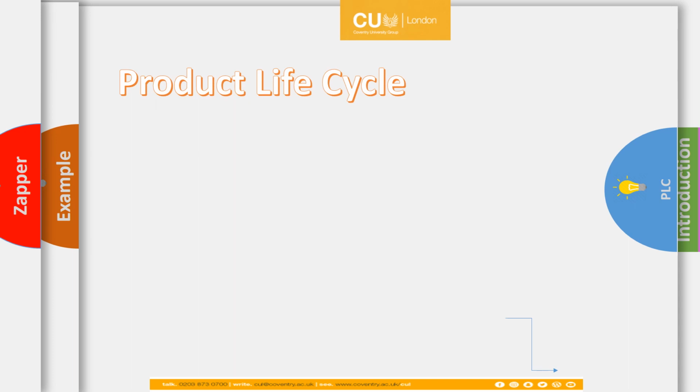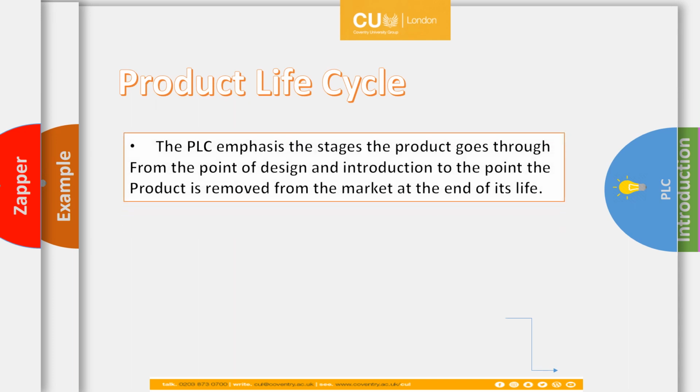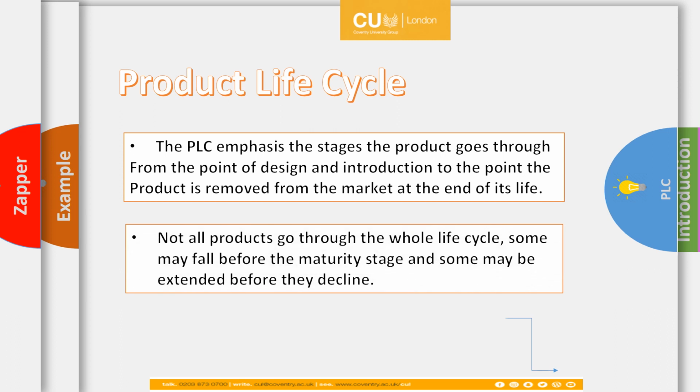So what is the product life cycle? The product life cycle emphasizes the stages the product goes through, from the point of design to the point that you decide to divest or get rid of or remove the product or the group of products from your company. Not all products go through the whole of the life cycle, so some may fall way short, some may stay longer in the maturity stage, so it doesn't always follow the standard path of the product life cycle. So now we're going to look at the different stages of the product life cycle.